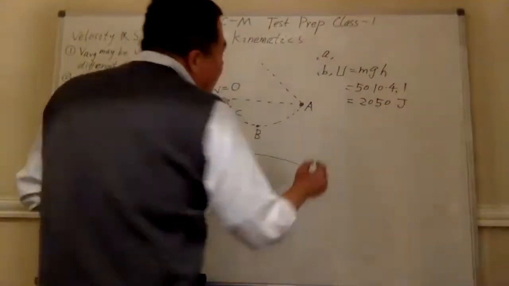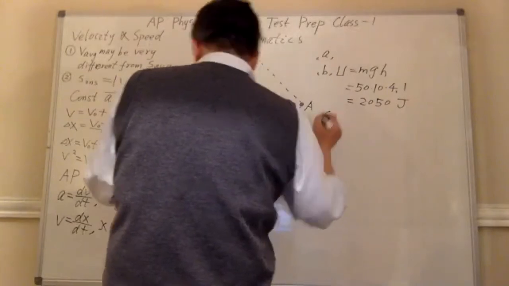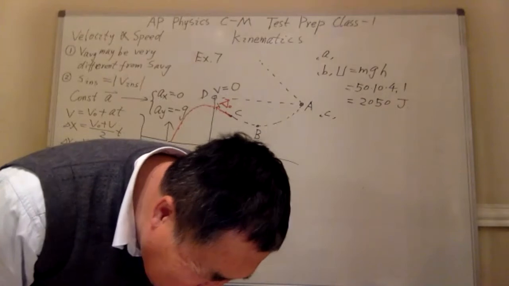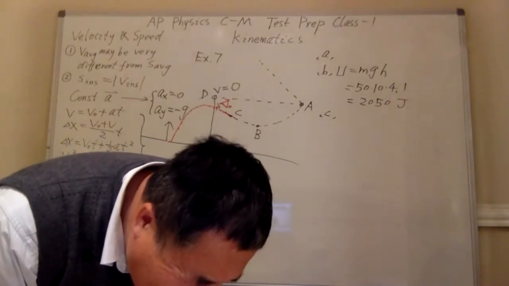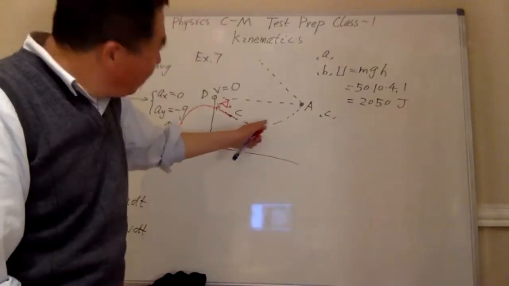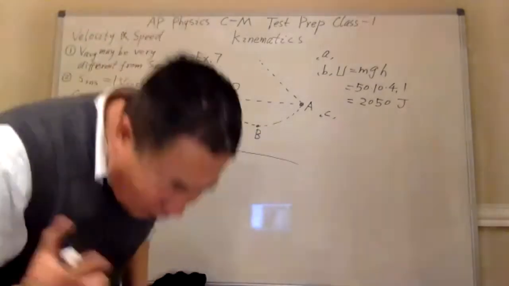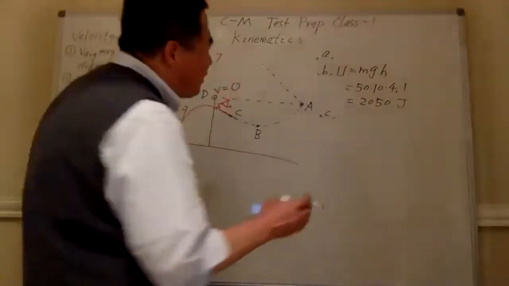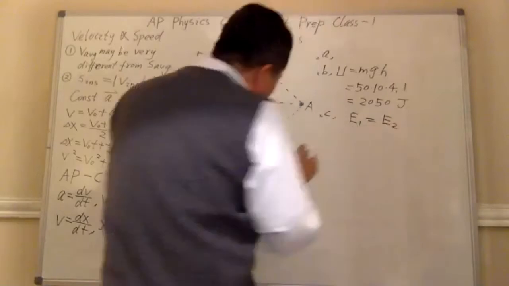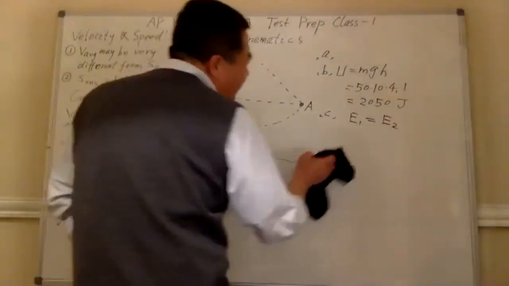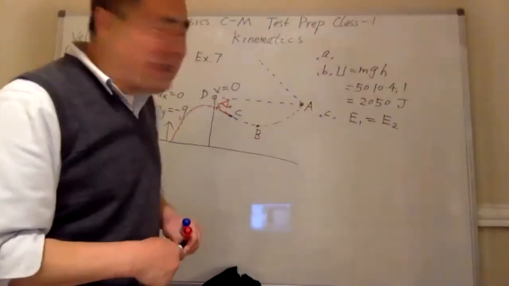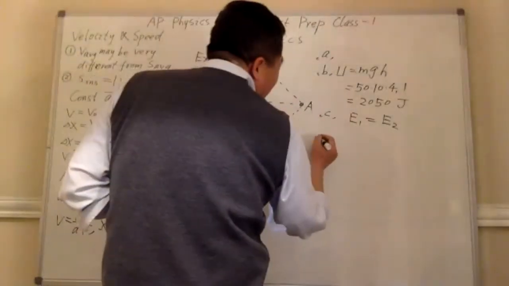Then C is also no big deal. C is the center of mass and B is the lowest point, 2.4 above the surface. Calculate the speed at B. This is also conservation of energy, E1 equal to E2. We will have a special chapter to talk about it, but they always combine kinematics with other things, otherwise they cannot compile hard enough questions.